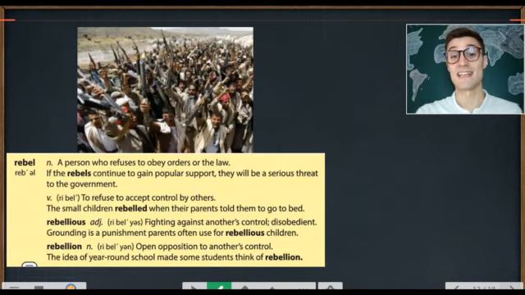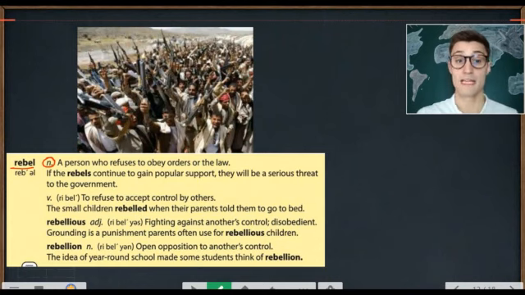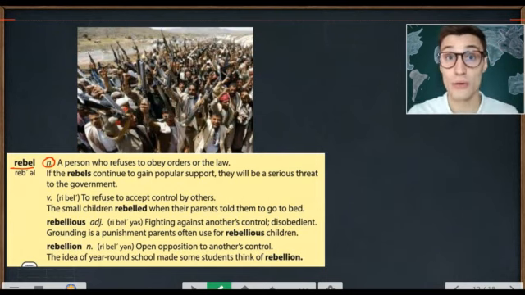The next word is rebel. Rebel. Now, rebel has two different pronunciations. Rebel is the name of a person who refuses to obey orders or the law. If the rebels continue to gain popular support, they will be a serious threat to the government. So rebels can sometimes overthrow a government.